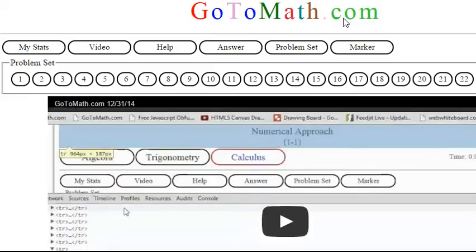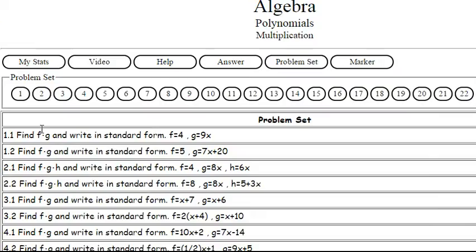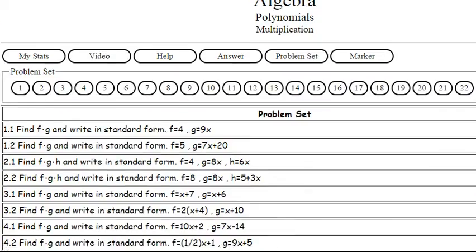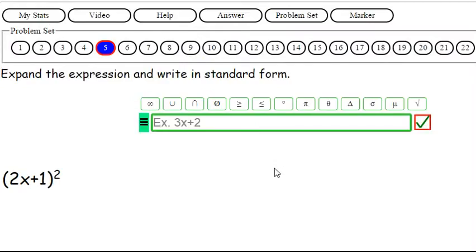Alright, so we're over here at gotomath.com. Click on the algebra. Let's go down to multiplication, and I believe we're looking at 5.2. So a lot like 5.1. We're going to expand the expression and then write in standard form.